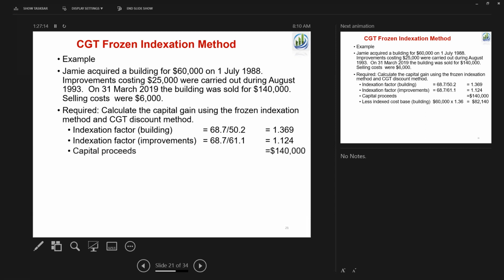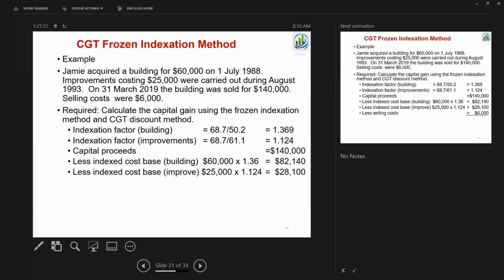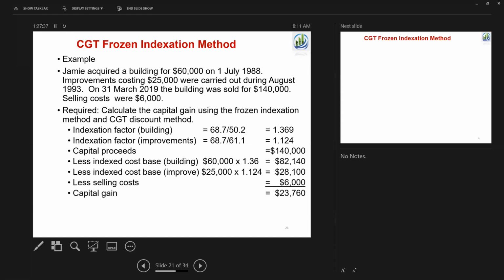Then you're going to calculate the capital proceeds, $140,000. That comes straight from how much they sold it for. So now your cost base is 60,000 times 1.369, right? Another one, that 25,000 times 1.124, and your selling cost $6,000, and your capital gain will be 23,760.